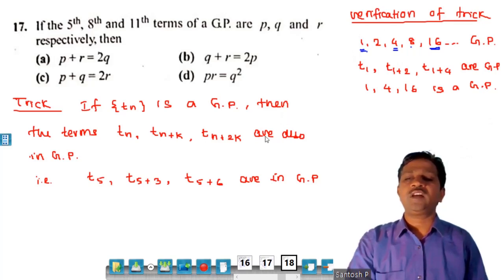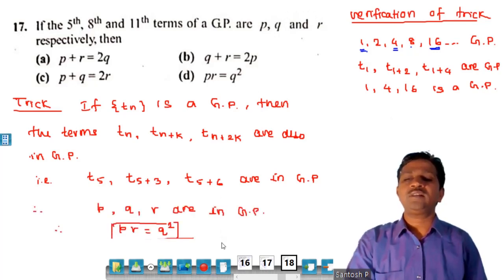By using this trick, I can say here Tn, then Tn plus k, then Tn plus 2k, where k is 3. So these are in GP. Means that P, Q, R are in GP. That means Q by P equals R by Q. Or you can write the product of the first and third term, that is P into R, is equal to Q square. So that is the answer, option D.